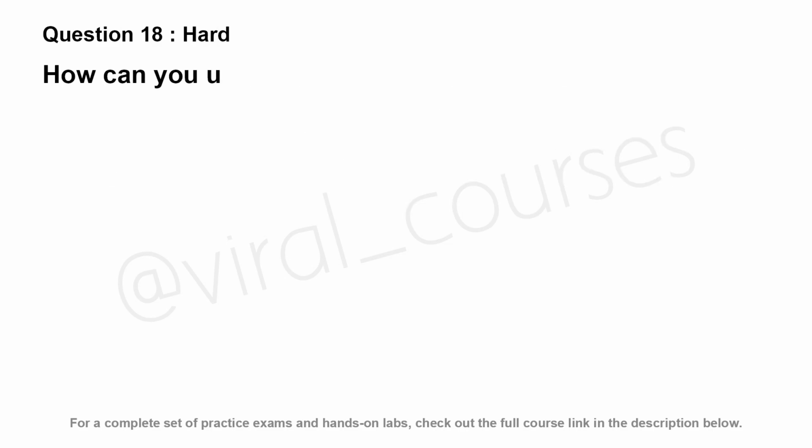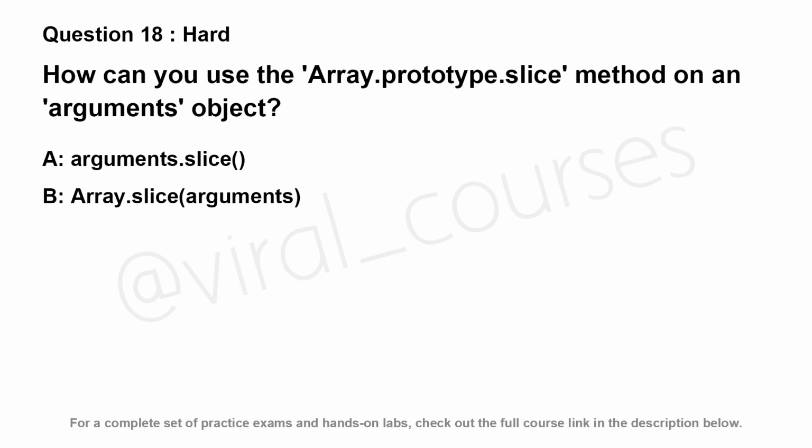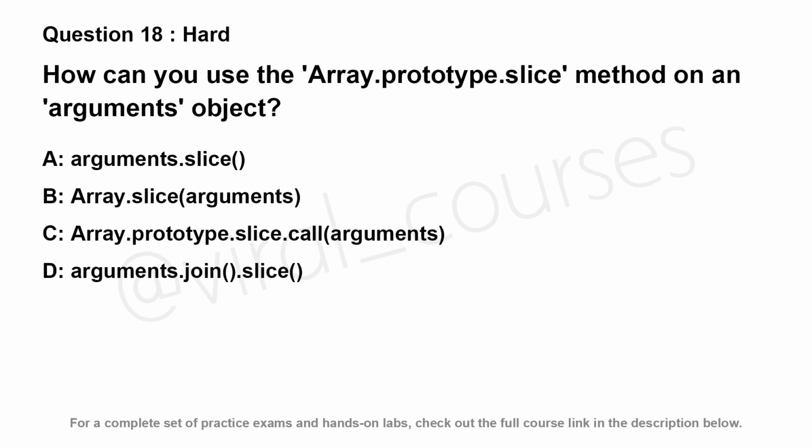How can you use the Array.prototype.slice method on an arguments object? Option A. arguments.slice. Option B. Array.slice(arguments). Option C. Array.prototype.slice.call(arguments). Option D. arguments.join.slice.